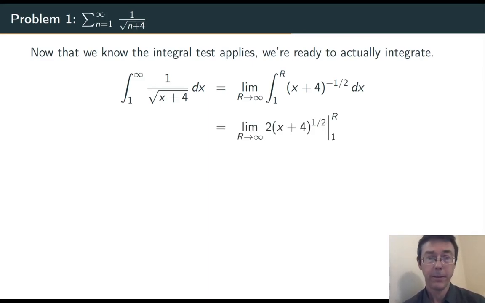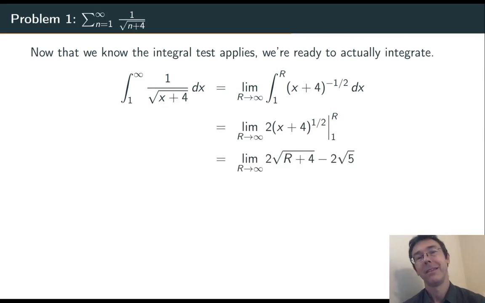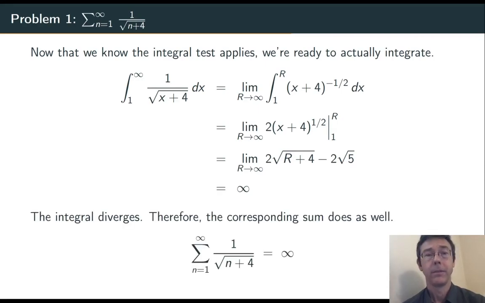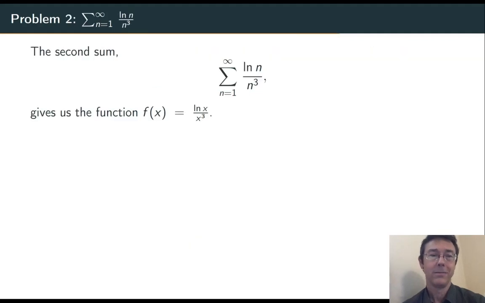So let's do it. Anti-differentiate. Plug in the endpoints. Now evaluate the limit. As r goes to infinity, 2 times the square root of r plus 4 goes to infinity as well. So this improper integral diverges. Therefore, by the integral test, the series that we started with diverges as well.